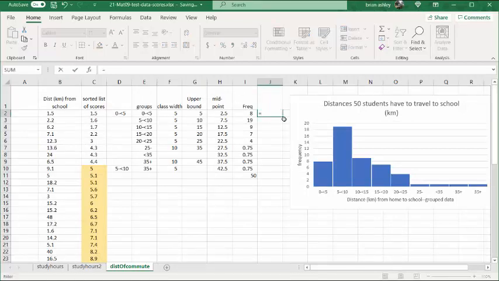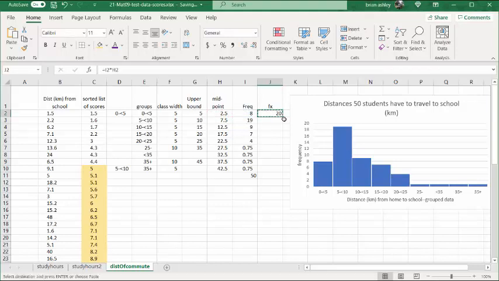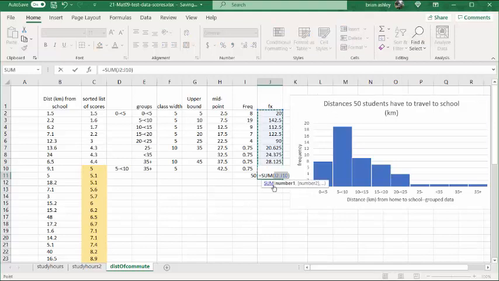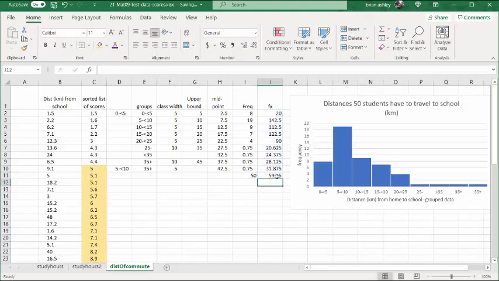Fx equals, so your frequency column there multiplied by the midpoint. That's your x for this purpose. Copy that down, Control C, hold down the Shift key, space down, or however you copy a cell to the rest of the column. Control V. Okay. Now we want the total of that column. So that's the total of all the scores from the table.